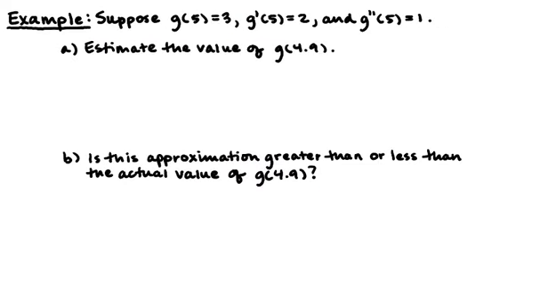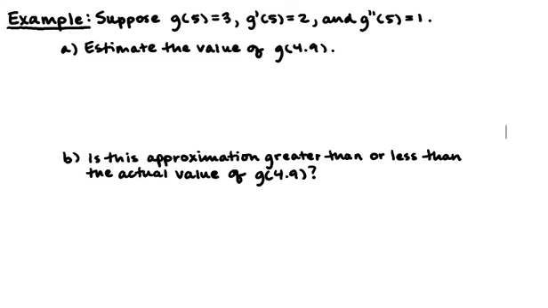Okay, the next example is where they're going to give you information about a function and its first two derivatives, and they'll ask you to estimate the value of g of 4.9. Probably on a quiz or a test, it would say use the line tangent to the graph of g at the point where x equals 5 to approximate the value of g of 4.9. But that's kind of wordy. So let's say estimate the value of g of 4.9. We're just doing linear approximation today.